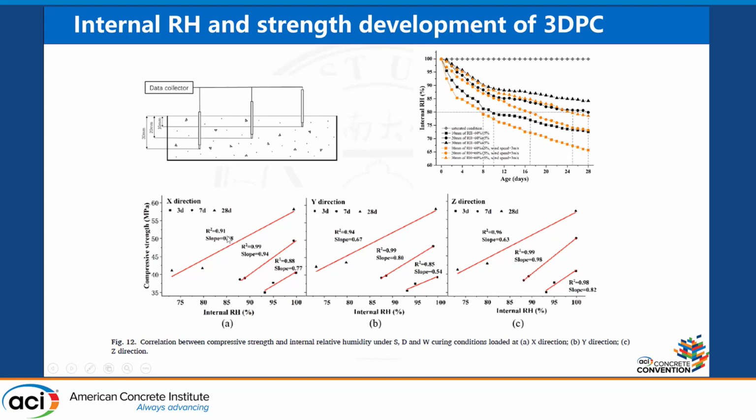But at 28 days, it's much slower, like this one, the 0.68. That means early age curing is very important for 3D printed concrete, and the mechanical strength is very sensitive to the early age curing. Because of the lack of formwork protection at very early ages, the mechanical strength is indeed very much affected by the curing condition, because this will affect the internal relative humidity.